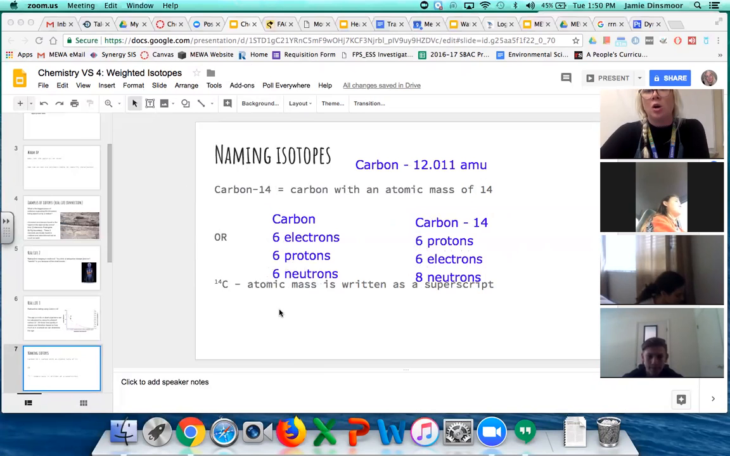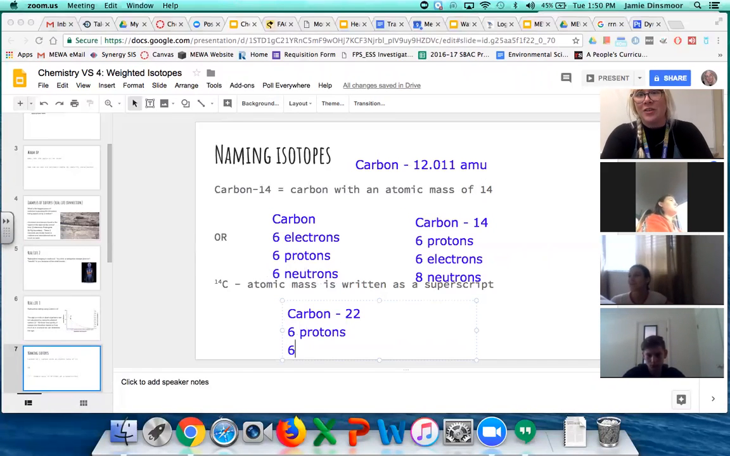What about if we had carbon 22? I don't even think that exists, but let's pretend it does for a second. How many electrons would we have? It's kind of a trick question. We would still have 6 protons, 6 electrons, because it's still carbon, but how many neutrons would we have now if we have carbon 22? 16.